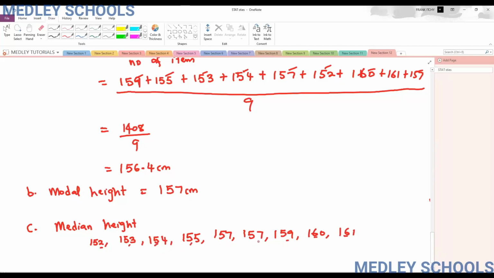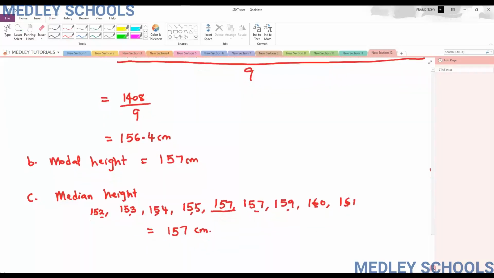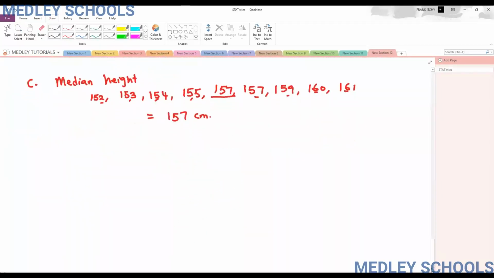then we discover that we have a number in the middle. That means the modal height is 157 centimeters.